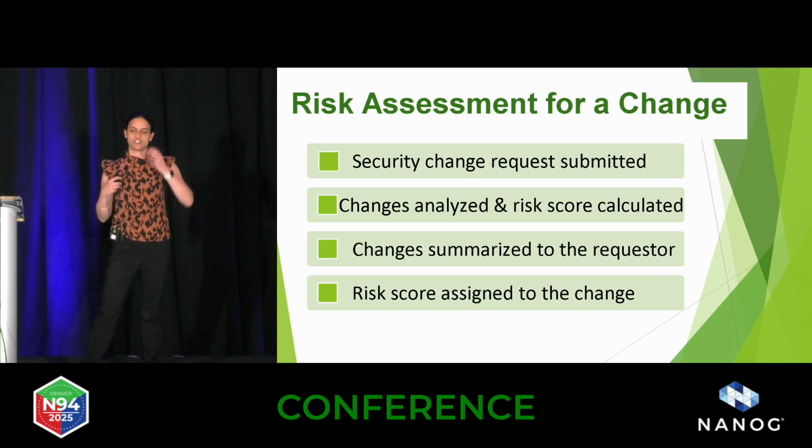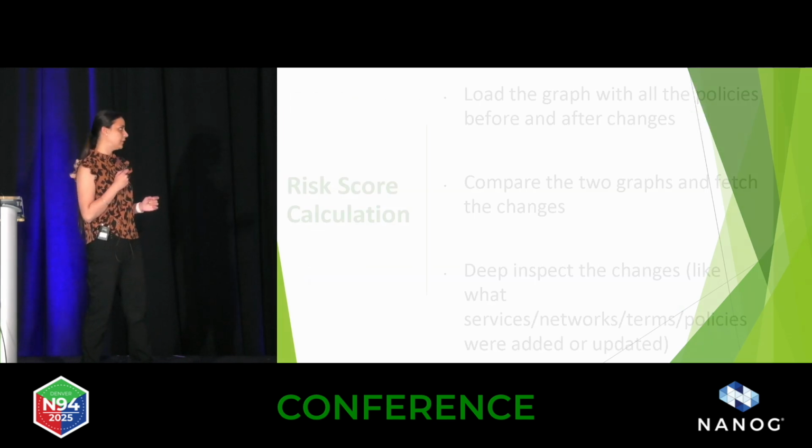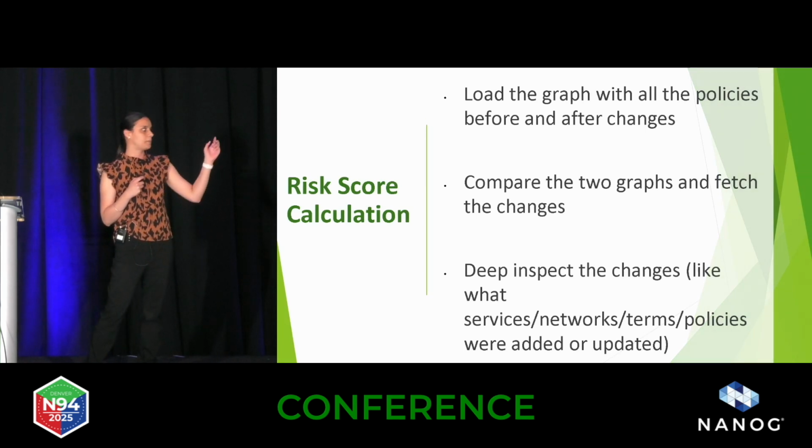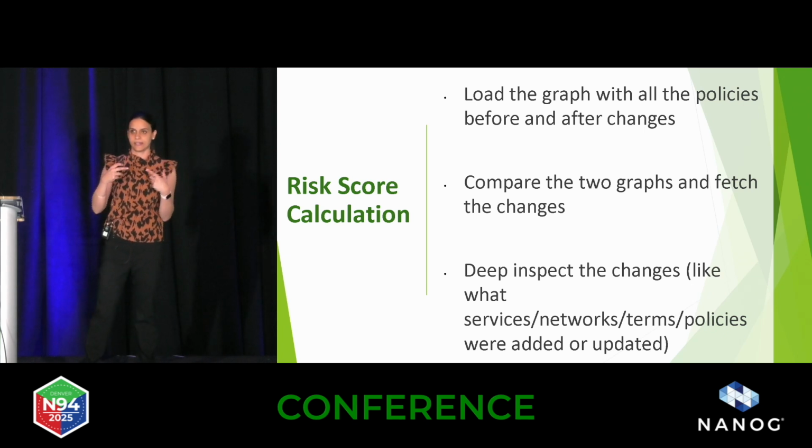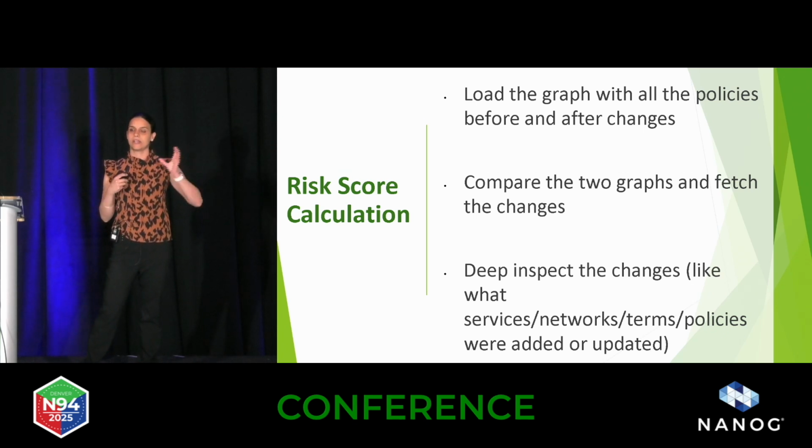The risk assessment engine breaks down the change that we've requested into different objects. I'll walk through this here, but we deep inspect the changes based on service, network, terms and policies. Every service that is added goes through a service checker. Every network that is added or deleted goes through a network checker, and so on and so forth. Every checker then gives us a risk score based on what sort of change is made. Is it a high-risk change, is it a low-risk change? Based on an aggregate of all the risks that we've calculated from each object, we give a final risk to the commit.